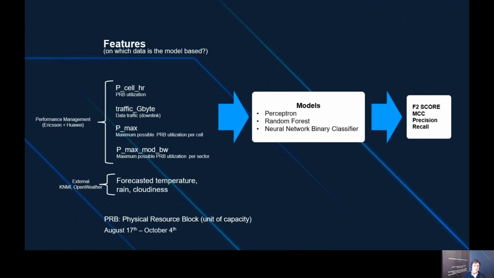More technically, what did we use? What did we do? We had this feature data, which was also mentioned in the previous slides. Three models were trained: a perceptron model, a random forest model, and a neural network binary classifier. Like I said in the previous slides, these kinds of models are freely available on the internet. So these days you are able to do it yourself.